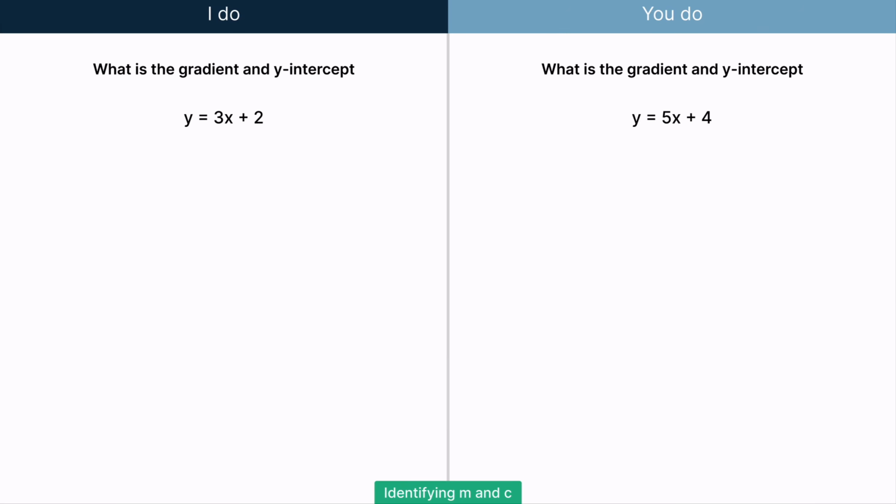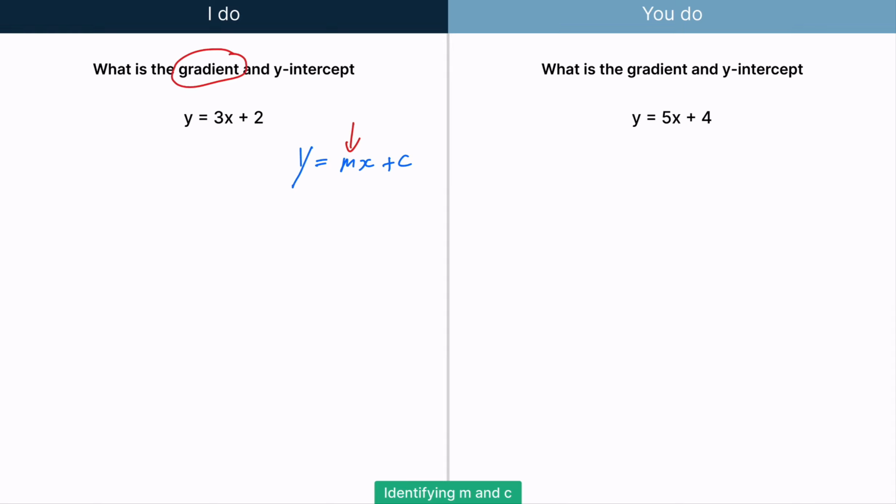So the way my videos work, I'm going to do the example on the left, which is I do. You are then going to press pause and have a go at the example on the right, which is you do. So here we've been asked to find the gradient and the y-intercept of this. Now the equation of a line can be written as y is equal to mx plus c. Okay, that's the equation of a straight line, where m is what we call the gradient.